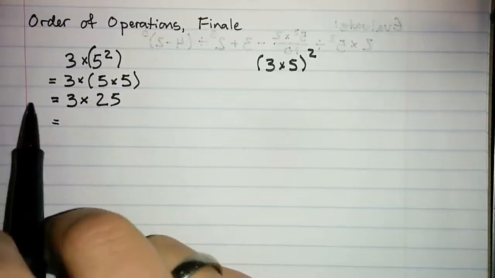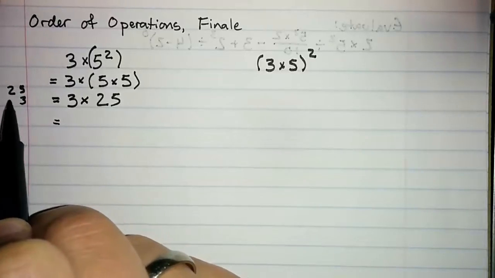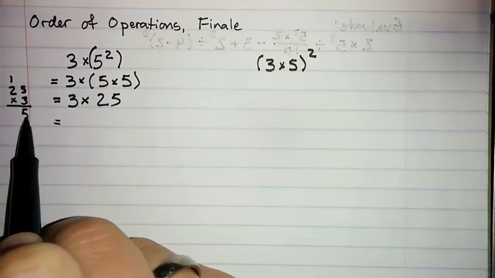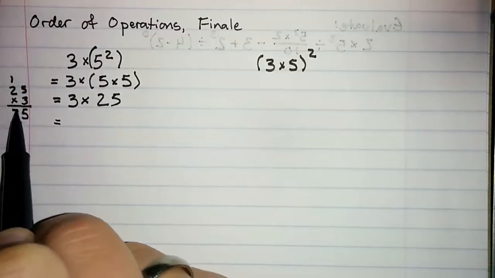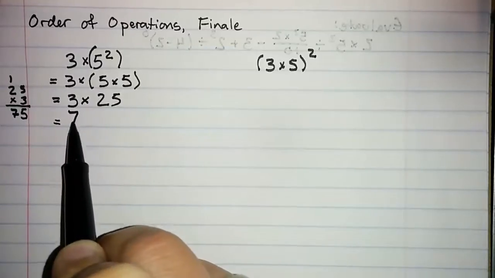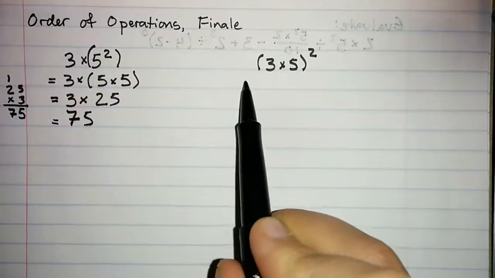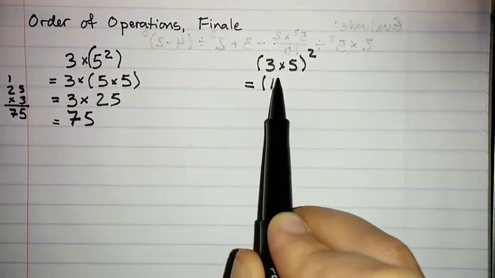And 3 times 25, working that out off to the side. 3 times 5 is 15. 3 times 2 is 6, plus 1 is 7. This is 75. On the other hand, 3 times 5, that's 15.